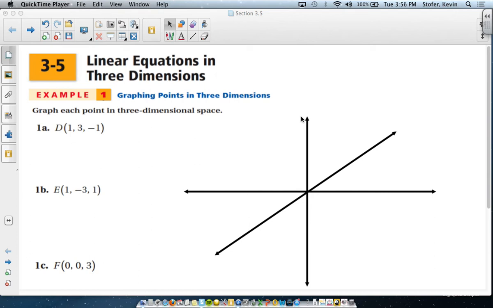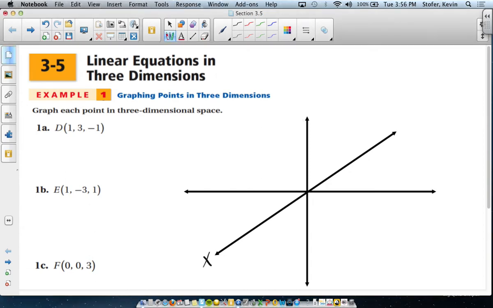All right, Algebra 2. Here we go, section 3.5, linear equations in 3 dimensions. So, we're going to first label our axes here. I have 3 axes instead of the 2 like we've been working with all year. So I will have an x-axis here, my y-axis, and my z-axis. So in 3 dimensions, we're going to have to kind of switch our mentality a little bit here.